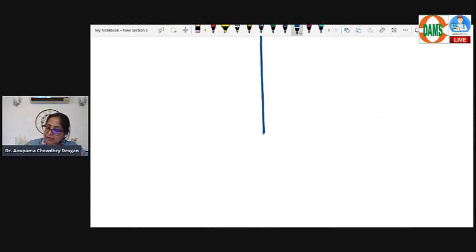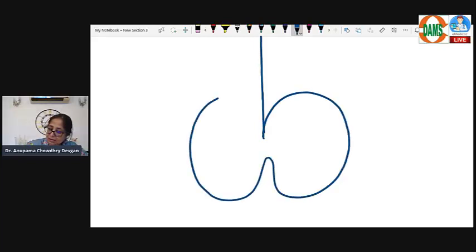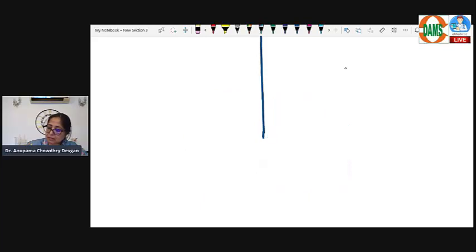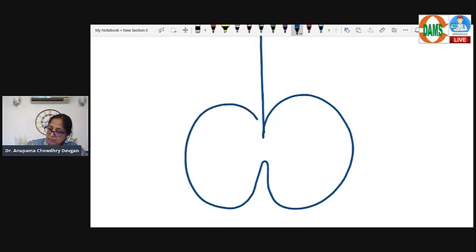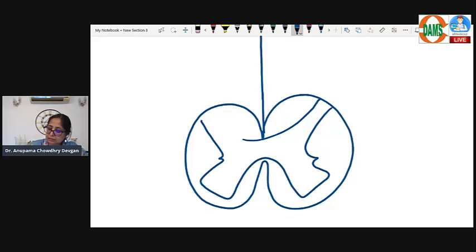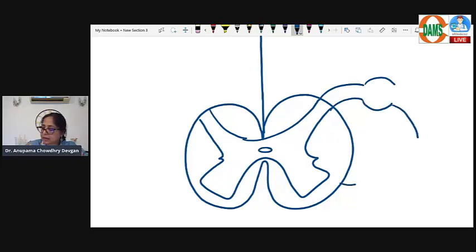Now, when you look at the spinothalamic tract, the same way we are going to build up the tract here. Cross section of the spinal cord. So this is the dorsal root ganglion, anterior root.